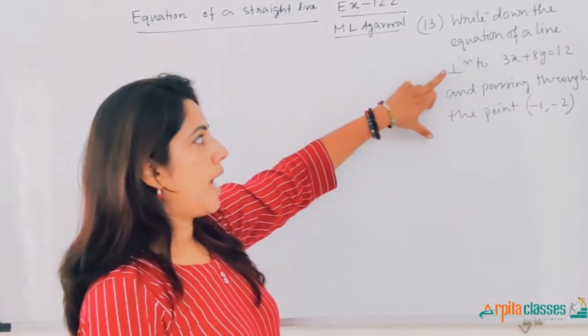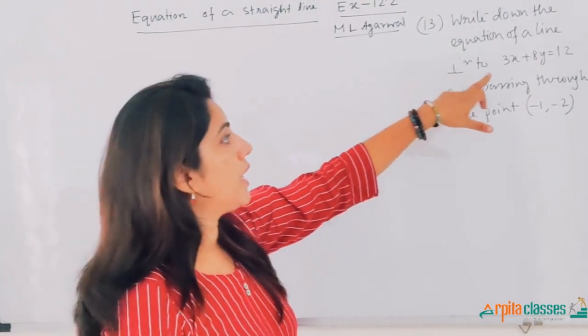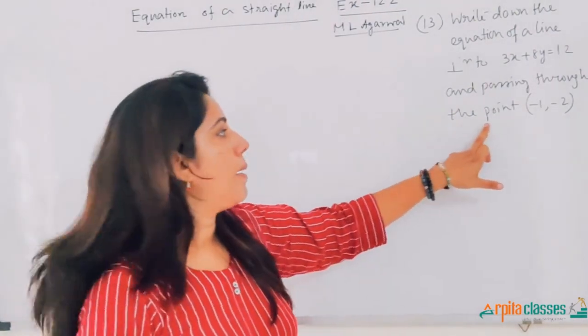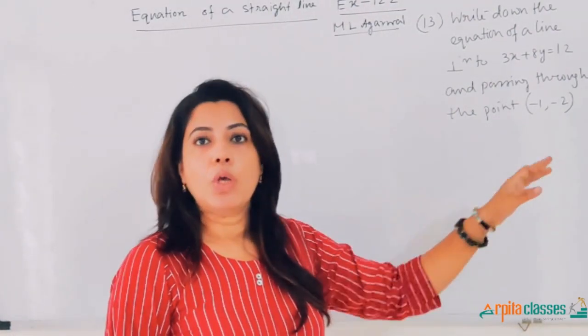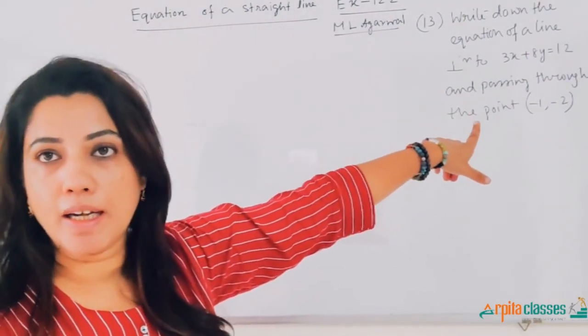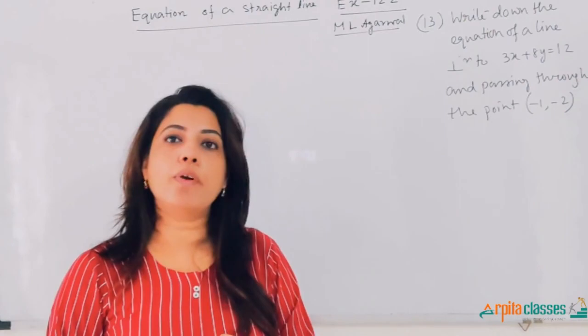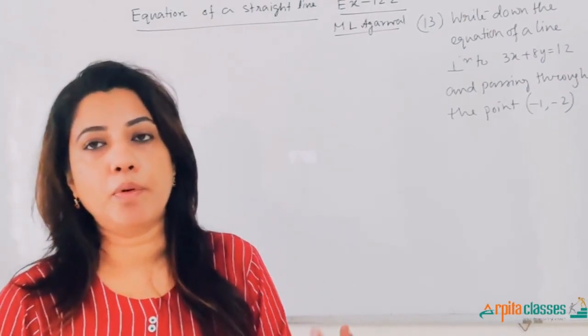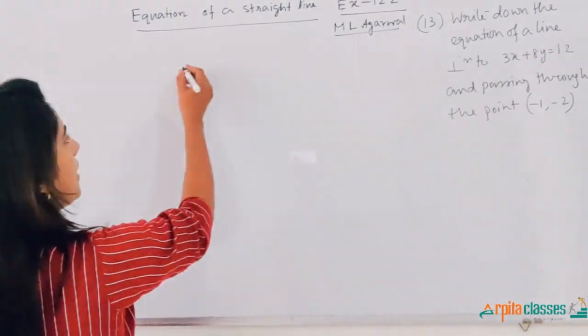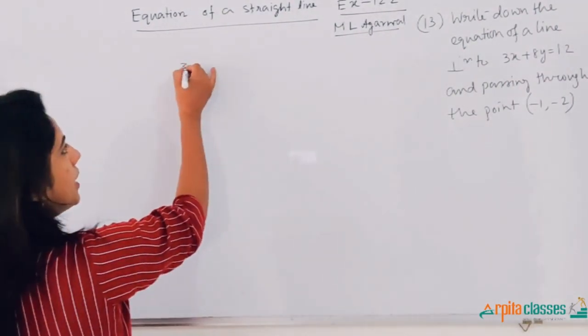Write down the equation of a line perpendicular to 3x plus 8y is equal to 12 and passing through the point minus 1 comma minus 2. So now we need to find out the equation of a line which is perpendicular to the given line. So when the lines are perpendicular, we have the criteria m1 into m2 is equal to minus 1. So that criteria we have to use.